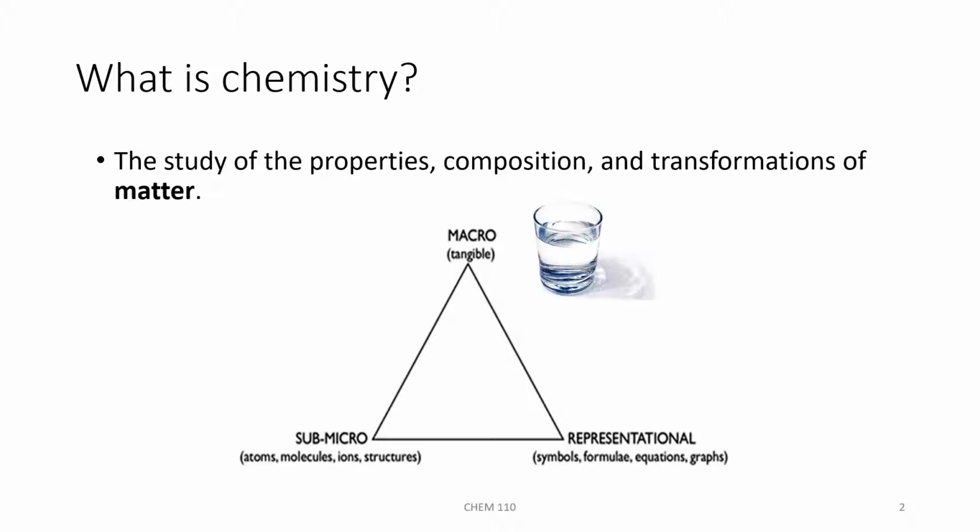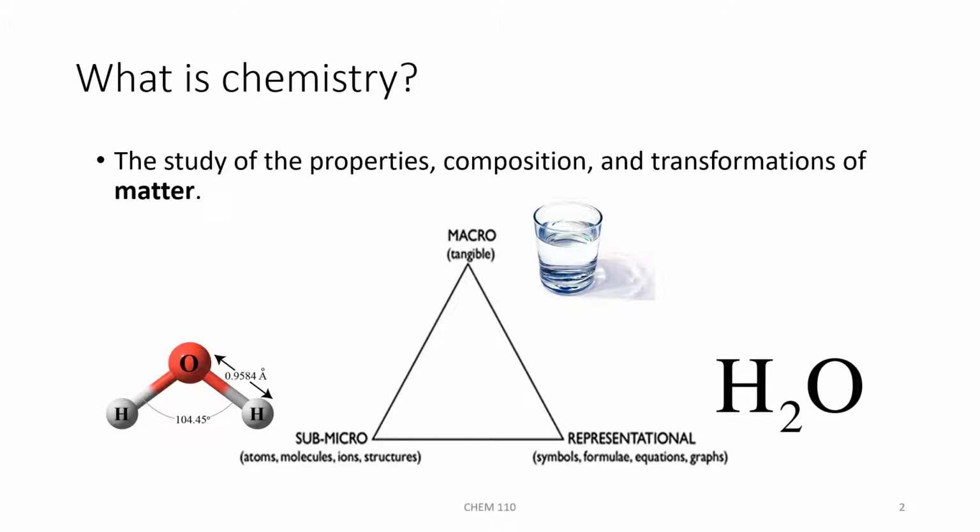So if we think about an example using water, the macroscopic scale would be that we see water in a glass with our everyday eye. What we're not seeing is what is that molecular structure of water? What are the elements that make it up? So water is H2O, and we can see that it has a very definite shape, the molecule does. The bond angles are about 104.5 degrees. There's a discrete length between an oxygen and a hydrogen atom. And our representational form of water would be simply using the chemical formula H2O. So those are all ways to represent the same thing.